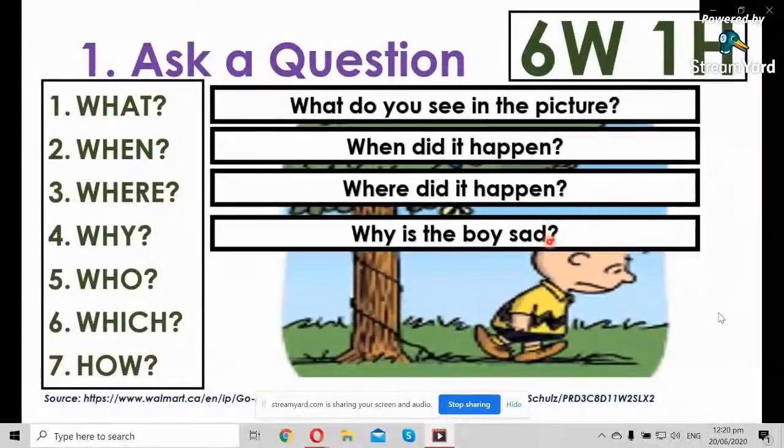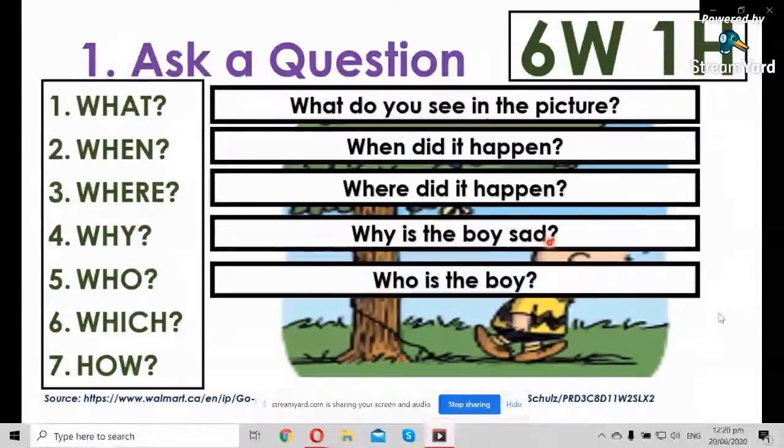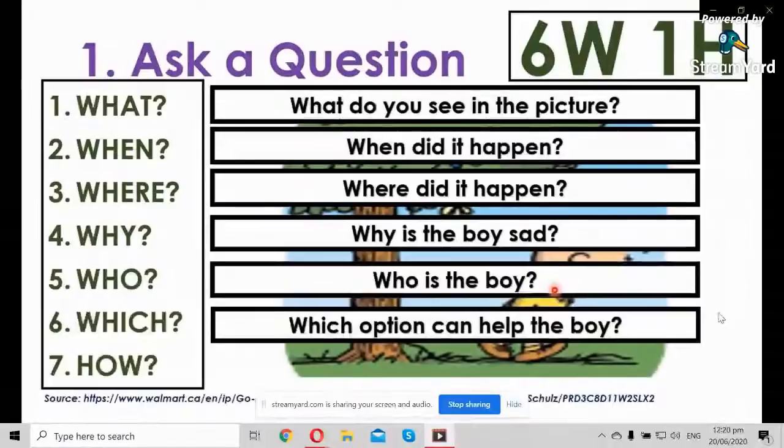Why is the boy sad? Yes, because his kite is stuck on top of the tree. Oh, who is the boy again? Yes, he is Charlie Brown. Very good. Which option can help the boy? Let's try to know more about that one later.